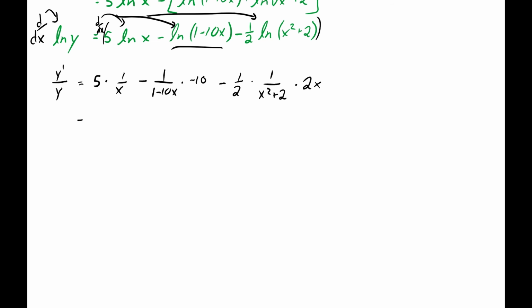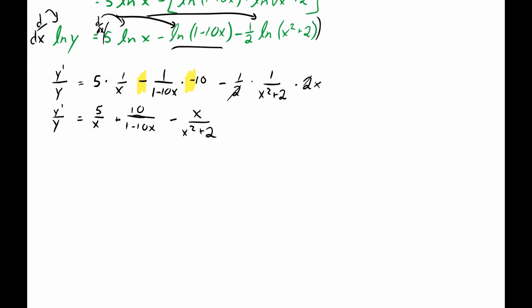So let's clean that up a little bit. 5 over x minus, well actually it's going to be plus 10 over 1 minus 10x. We have these two negatives, so they become a positive. Minus 10x. And minus, okay, so these 2's are going to cancel. x over x squared plus 2. And over here we have y prime over y. But remember, our derivative, it's that y prime, the y prime standing for dy dx. So we need to solve for that.